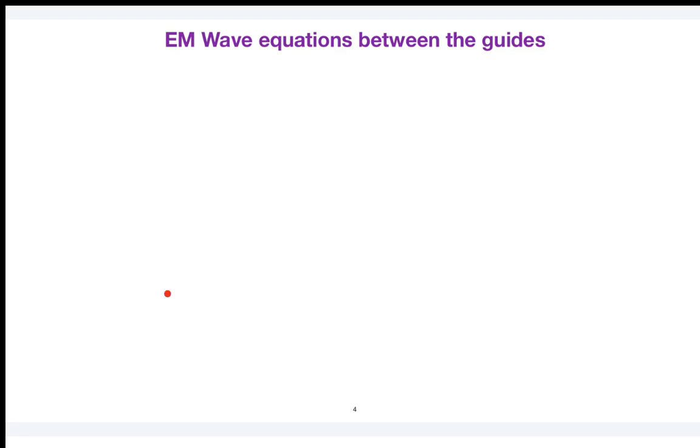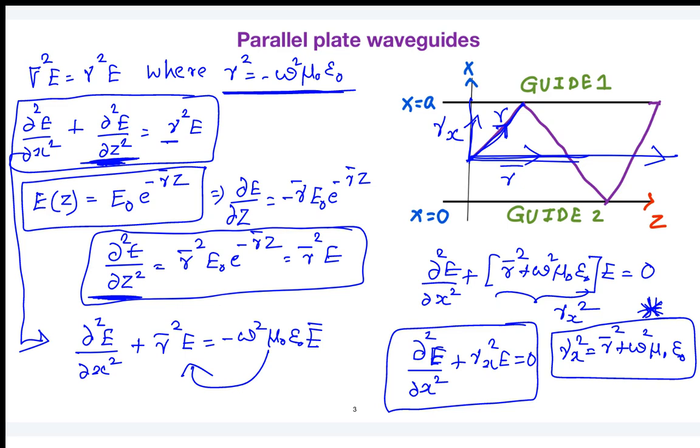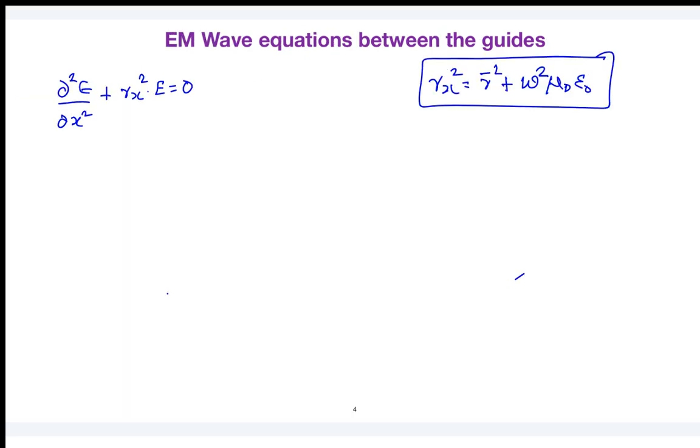So what equation are you getting? ∂²E/∂x² plus γx² into E is equal to 0, and you are assuming γx² is equal to γ̄² plus ω² μ₀ ε₀. Again the same thing: when I go to the rectangular waveguide, all these derivations I am not going to do. Straight away I will start with this equation. Additionally, along with γx², you are going to have γy². Straight away I will start with this equation in rectangular waveguides.